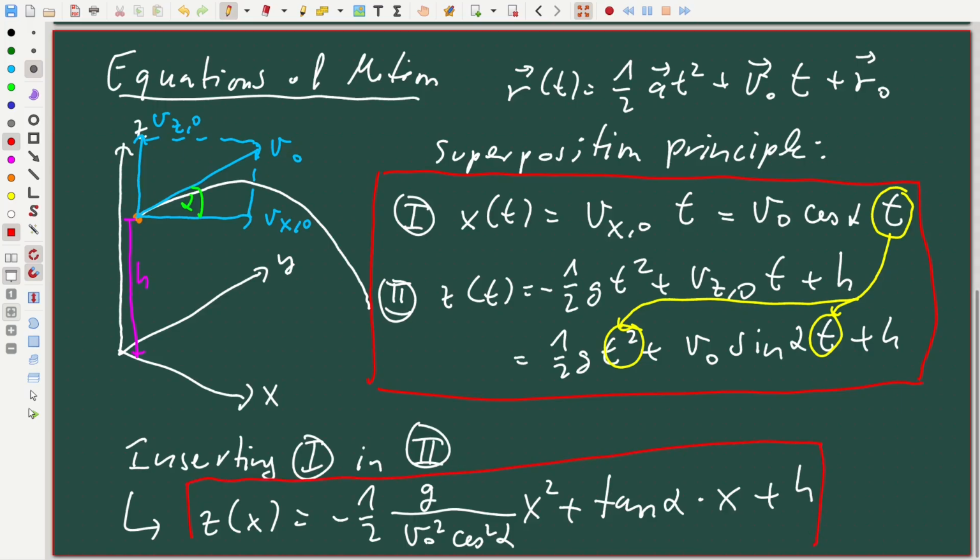So if we want to describe the motion of that object in space as a function of x, so the height of that object at any given position x, then we can use this formula here. We only need the initial speed v0, the angle alpha, and the height h in order to parameterize this. Okay. And this is, I think, very nice. And from this, we can now continue with the calculations of our quantities.